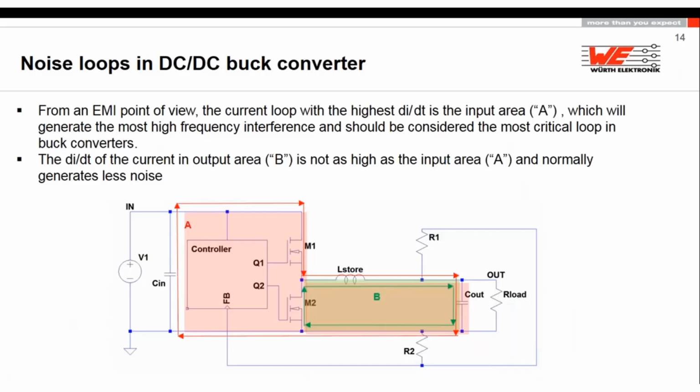Additionally, you have to take care about these di/dt loops, because you have different noise loops here: you have an input noise loop, you have an output noise loop, depending on the switching mode. You have to consider these different noise paths, which can go through the input capacitor out to the output capacitor, or just between the inductor and the output capacitor.